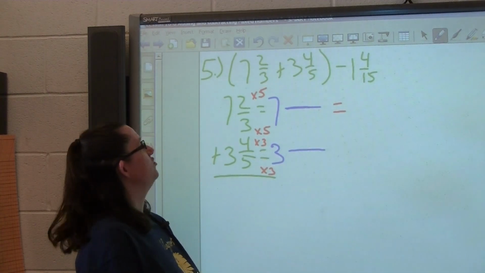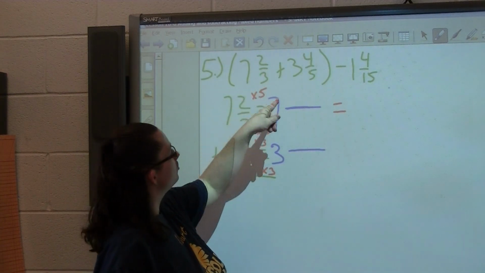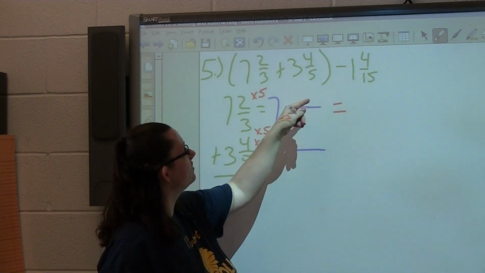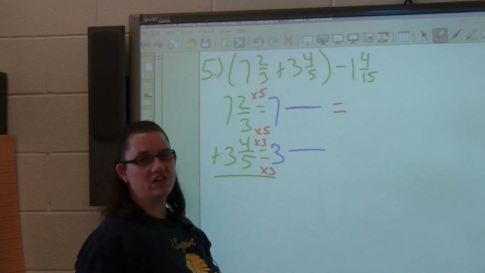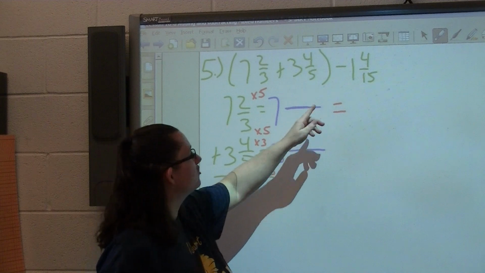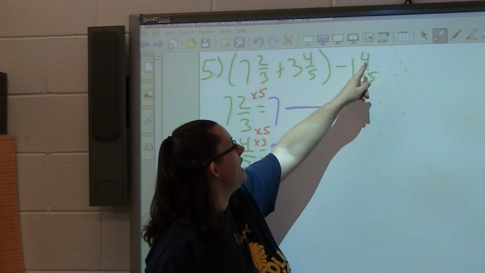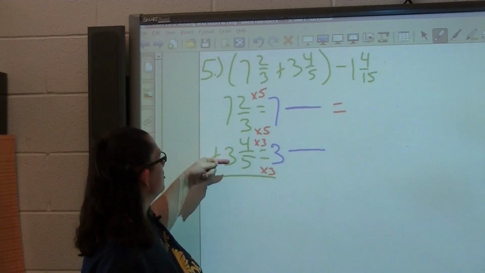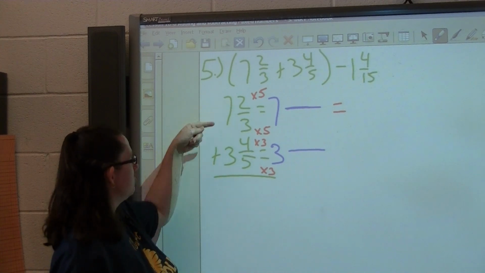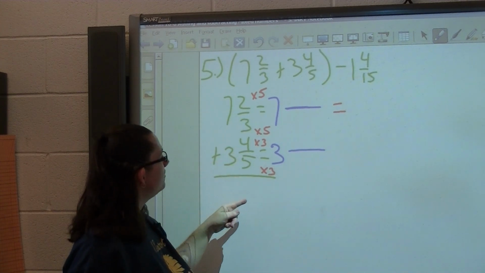Okay, fifth grade, let's work through number 5. We have 7 2/3 plus 3 4/5 in parentheses, which means we need to do what? That has to go first. Good. And then we're going to take away 1 4/15. So line your fractions up. We have 7 2/3 plus 3 4/5.